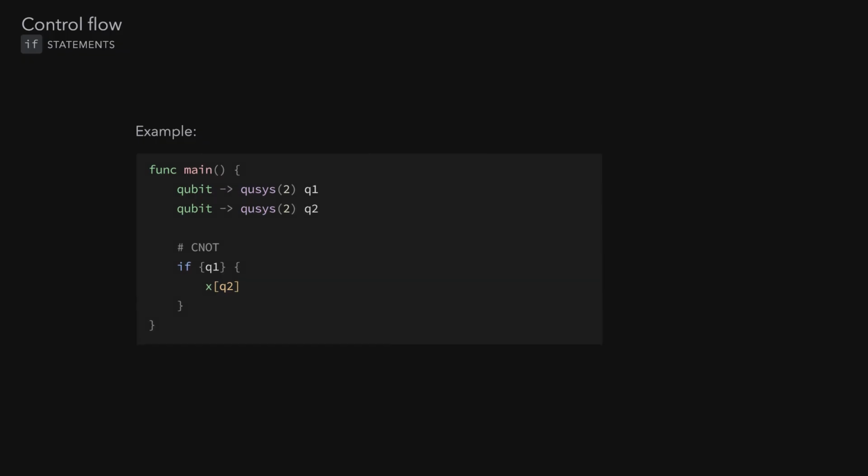We also support quantum if statements. This example branches on a qubit variable. When the condition is on a qubit rather than a classical variable, the if becomes a quantum if, and the operations inside are coherently controlled by that qubit. For example, applying an X gate to Q2 is a C0, a controlled X gate with Q1 as the control and Q2 as the target.